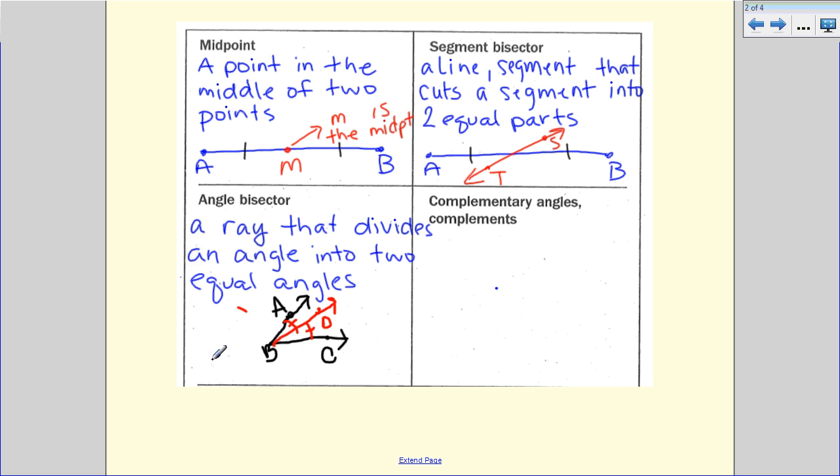All right. What that also means is that the measure of angle ABD is equal to 1/2 the measure of angle ABC. Okay, so when we divide it in half, when we bisect the angle with the ray, each angle that we create is 1/2 of the larger angle in our measure. Okay?